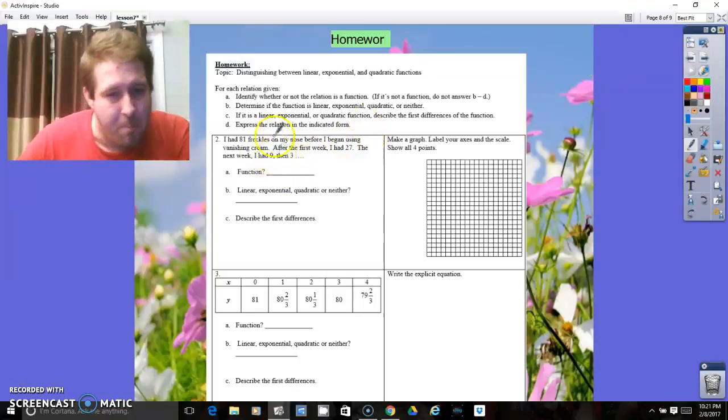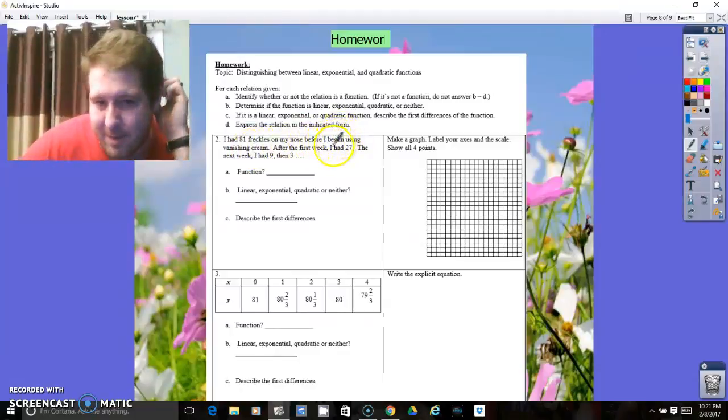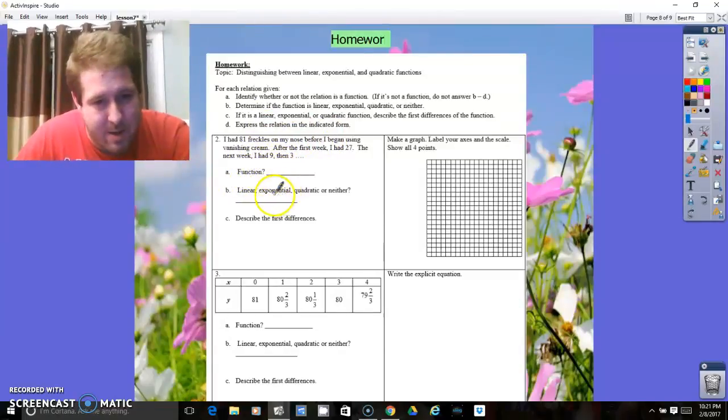All right, homework question. Here we go. I had 81 freckles on my nose before I began using vanishing cream. After the first week, I only had 27, and the next week I had 9, and then 3. What kind of function is that? Well, that is exponential. And yes, it is a function. How do I know that? Because no domain has more than one range.